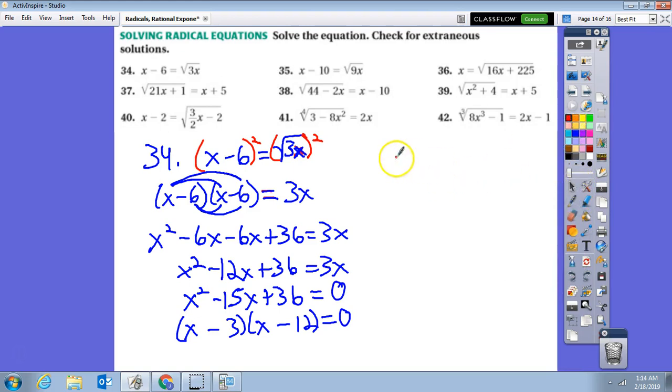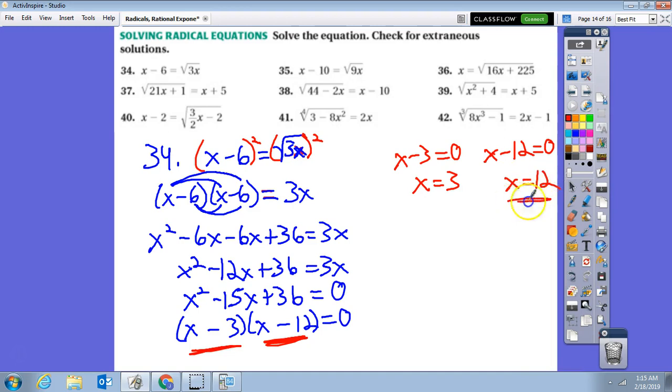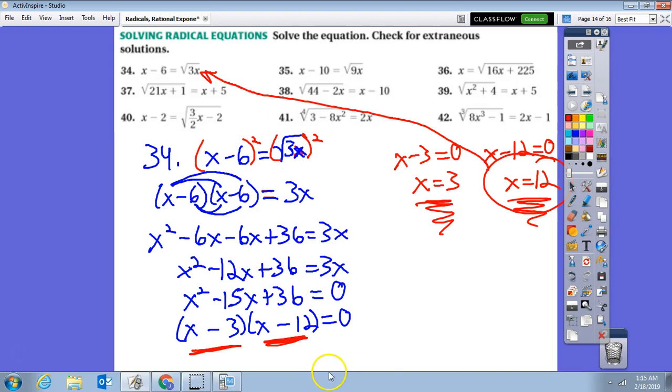Now the final step is to set each factor equal to 0. These miniature equations that you get, because this times this equals nothing, that means one of them has to be nothing. You get x is equal to 3, and you get x is equal to 12. Two really quick equations. Now be careful on this one, because 12 does work when you plug in 12 into the original equation. 12 times 3 is 36. The square root of 36 is 6.